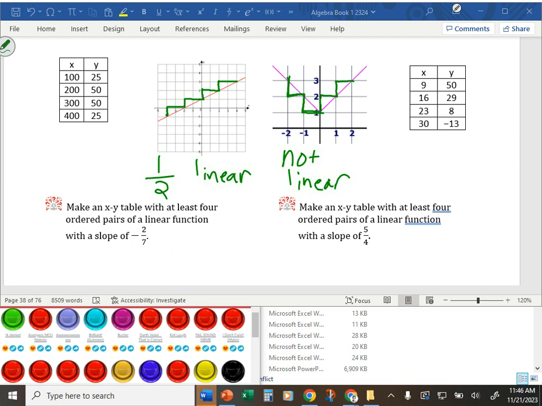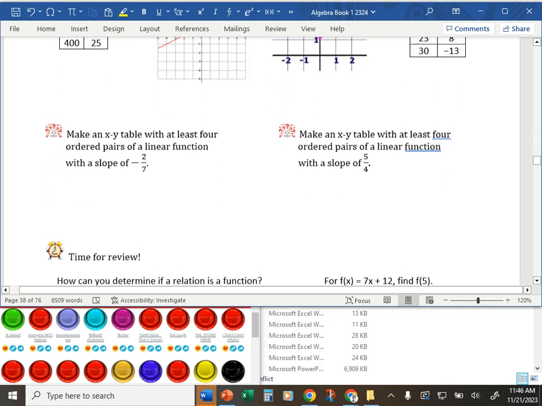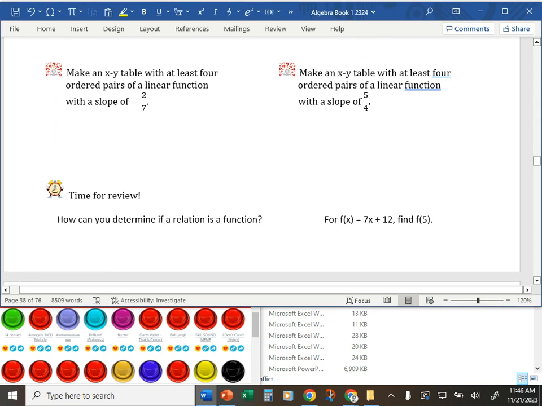So your homework is to do the rest of the tables that we did not talk about. The 2 brain busters at the bottom. I give you a particular slope and I have you make a function table with that slope, make it a linear function. So let's just look at the first one. It says make an xy table with at least 4 ordered pairs of a linear function with a slope of -2 over 7. Okay, so here's our function table, there's our x, there's our y.